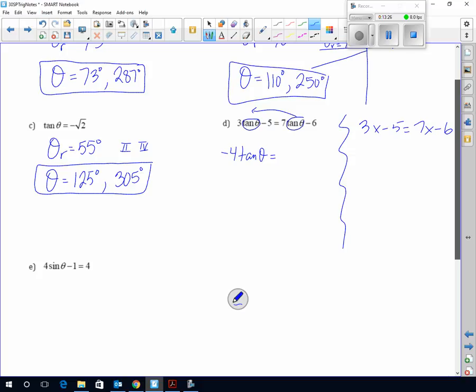If this was negative 4x equals negative 1, what would I do? Divide by negative 4. So then I'd get tan theta equals what? What's negative 1 divided by negative 4? Positive 1 over 4. Yes? A negative divided by a negative is a positive?